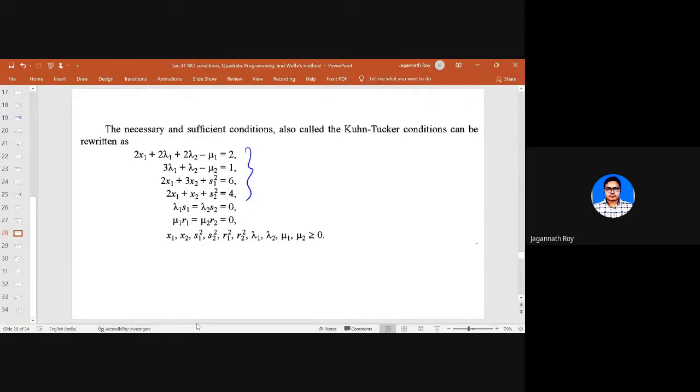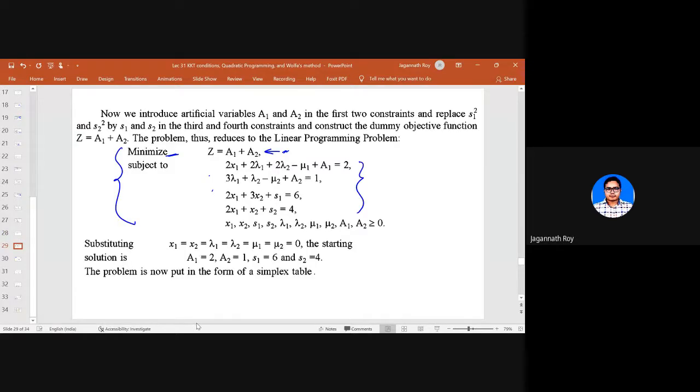Here, 2, 3, 1, 6. We have to replace this one because we are solving the linear case. So S1 squared and S2 squared will be replaced by the slack variables, because slack variables will not improve the solution.